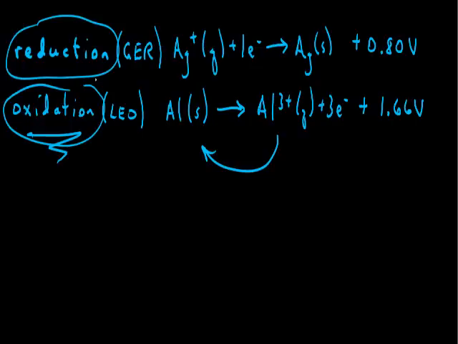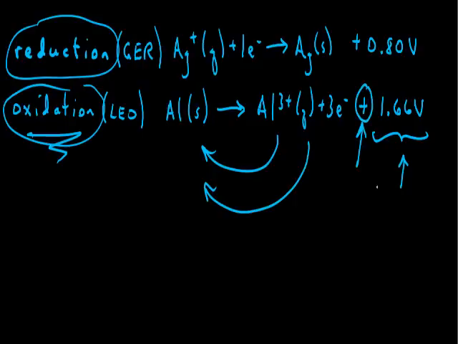Now, one item of note over here is that the potential for the aluminum half reaction, by flipping the reaction and changing it from a reduction to an oxidation half reaction, the sign on the voltage here has changed from a negative to a positive by virtue of writing the reaction in the reverse direction and making it an oxidation.